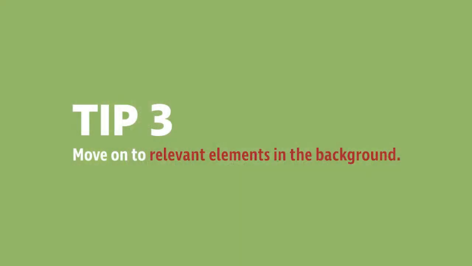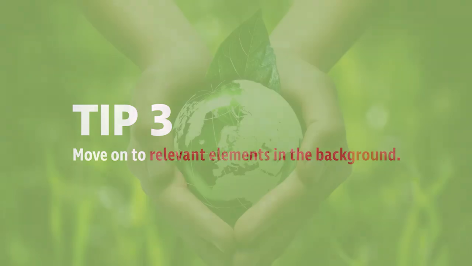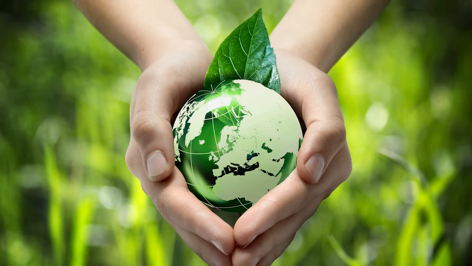Tip number 3, move on to relevant elements in the background. Now, the background is not always relevant in symbolic pictures, so you don't always have to even mention it. Here it is, so you would mention it. For example, in the background, you can see the leaves of maybe a field of grass or of a cornfield.